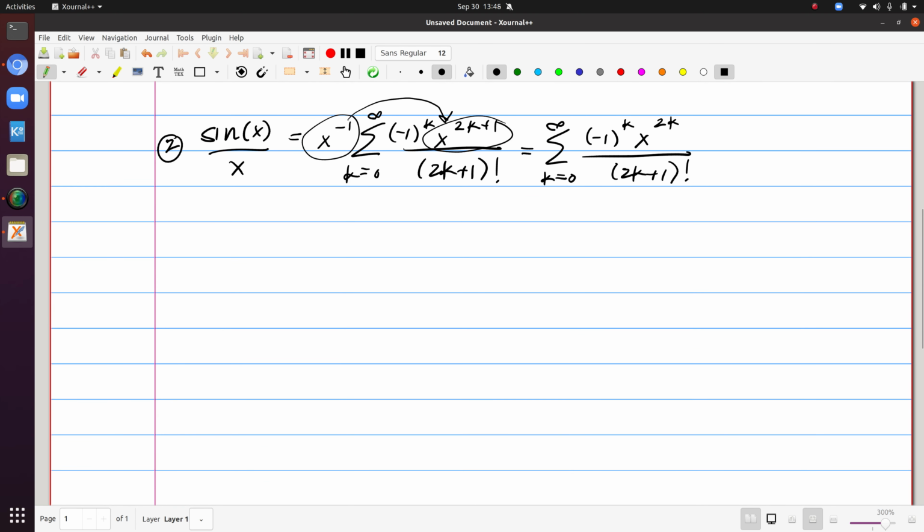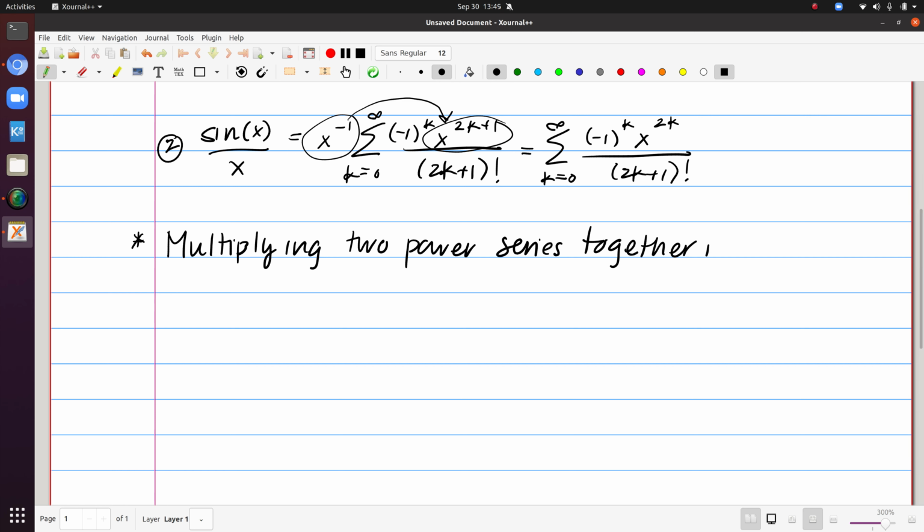So that's how we deal with multiplying by powers of x or dividing by powers of x. And I want to go just through one more example in this video, almost as like a cautionary example. So multiplying by powers of x is simple, as we've seen above, but multiplying two power series together is a different story. Multiplying two power series together is difficult.